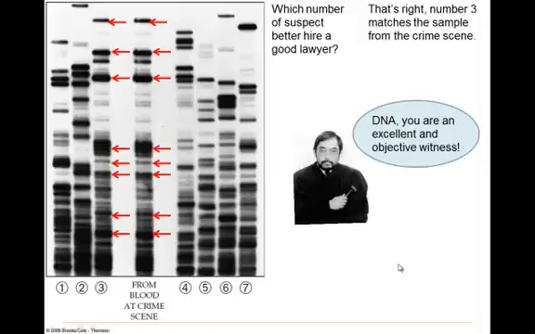DNA, you're an excellent and objective witness. And here is the DNA from a famous case. If you look over here at the side, you can see from the boot, from the foyer, and this is at Bundy Street, and that's O.J. Simpson, Nicole Brown, and Ron Goldman. This is when O.J. Simpson pretty much got away with murder, it would seem, at least according to the DNA.